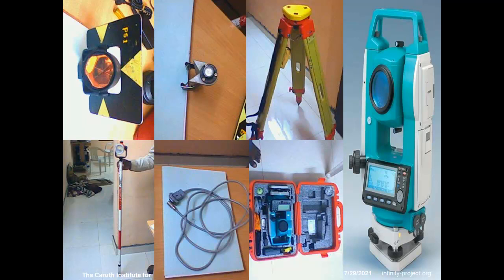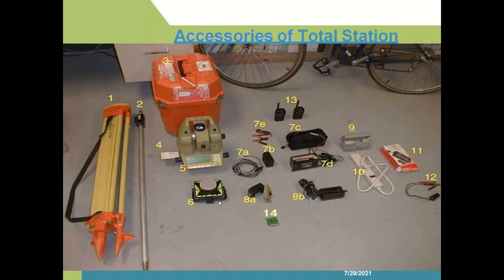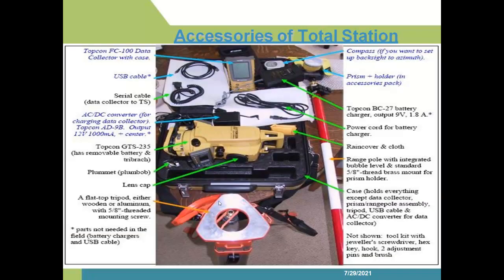And this is the basic setup. This is the prism, and this is a tripod stand, and this is the connection cable for a computer, and this is the tripod stand leg, and this is the total station. So these are the basic accessories of the total station. In the total box, USB cable, serial cable, AC to DC converter, and the instrument, lens cap, rain cover, cloth, power charger, prism, holder, compass, everything will be there.